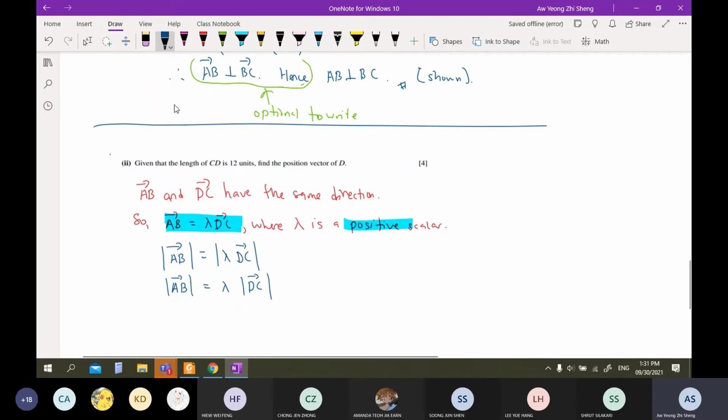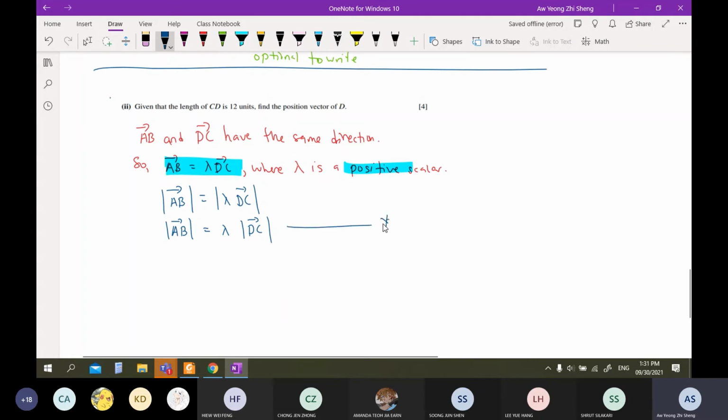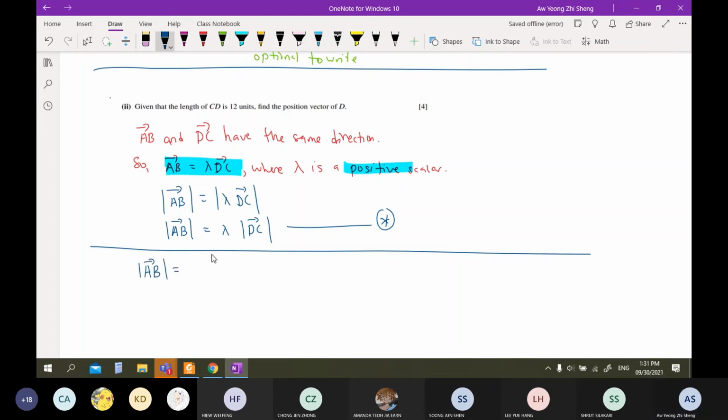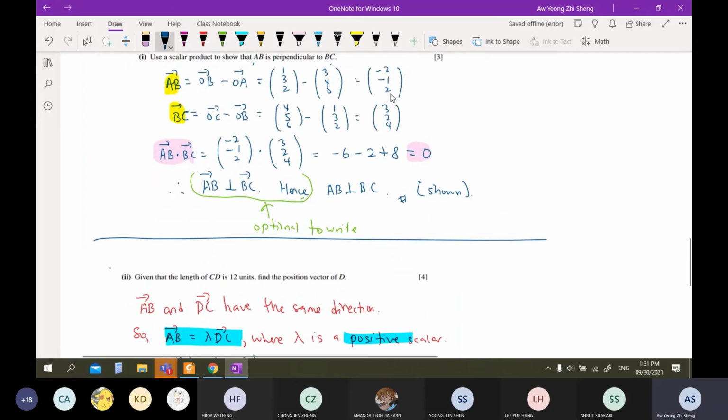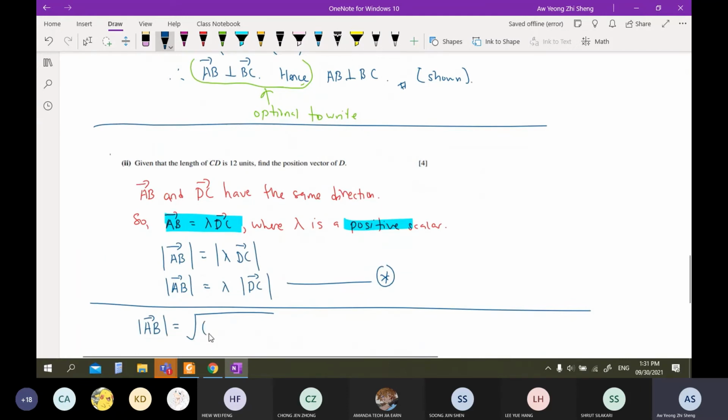Then we are given that the length of AB is, we don't have it yet. So let's call this equation star. Now let's compute the length of AB. Earlier we have AB already, you can just refer back. That's -2, -1, 2. This is exactly 3 units.